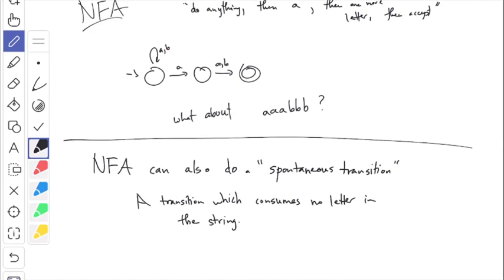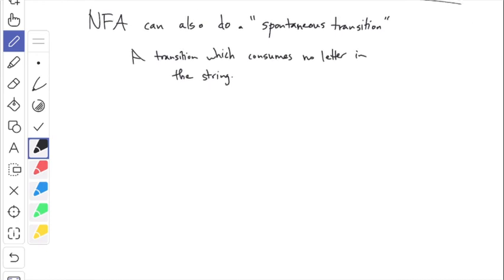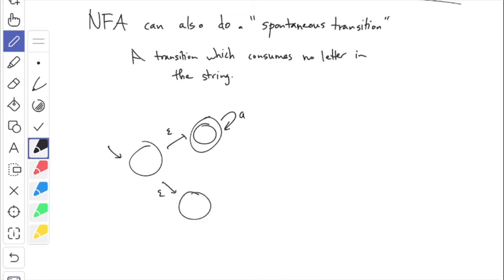Here's an example. A spontaneous transition on the diagram is written with an epsilon, the empty string. Something like this. What those epsilons mean is the machine can just go down one of those arrows without reading anything from the string. Those are called spontaneous transitions, or more often we're just going to call them epsilon transitions.